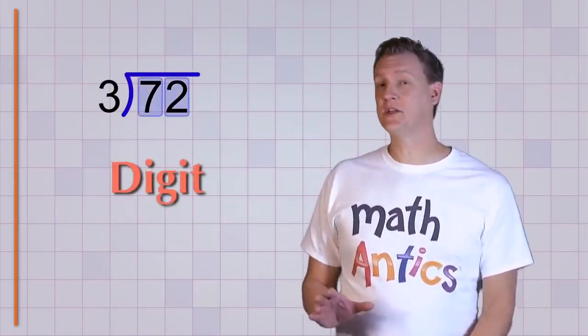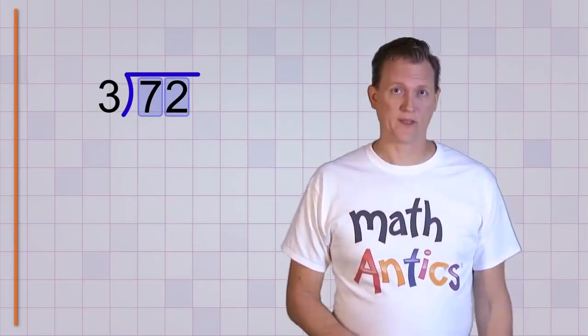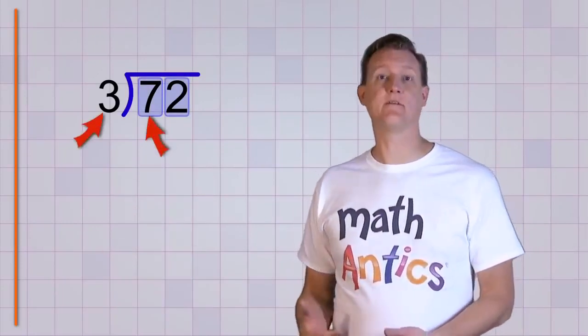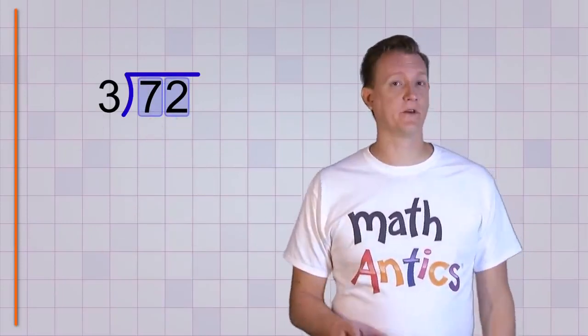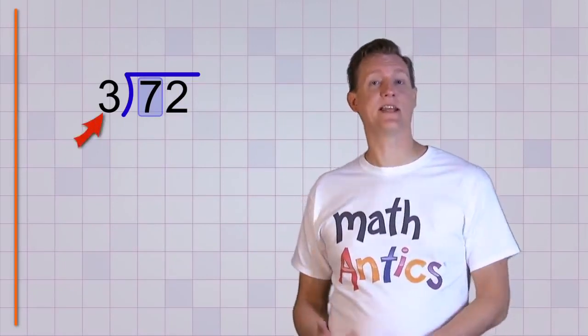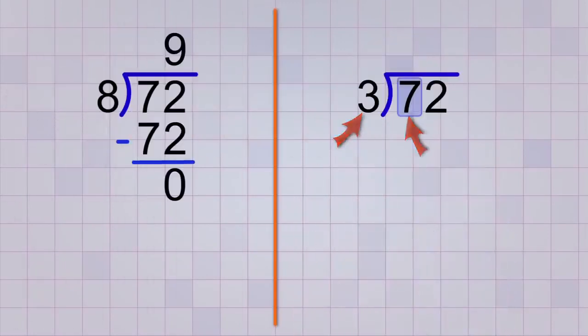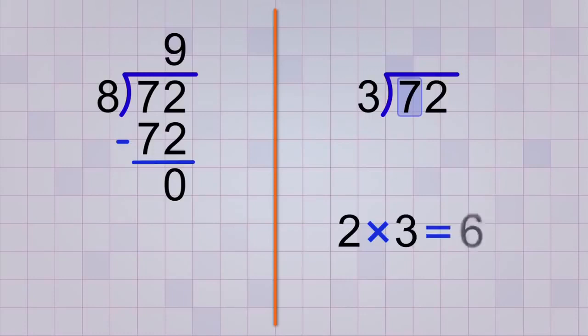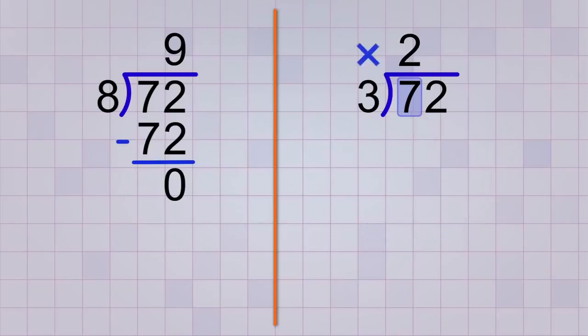Let's try using the new digit-by-digit method we just learned. Instead of asking how many 3s make 72, let's just focus on the first digit and ask how many 3s does it take to make 7. That's easy. 2 3s would give us 6, which is very close, so let's put a 2 in the answer line right above the 7. Then we multiply 2 times 3, and that makes 6, and we subtract 6 from 7 to get a remainder of 1.